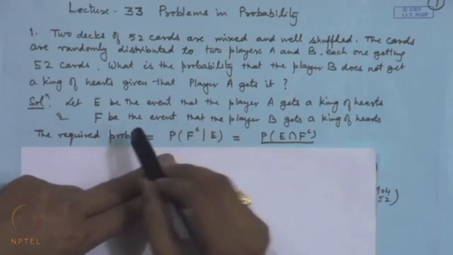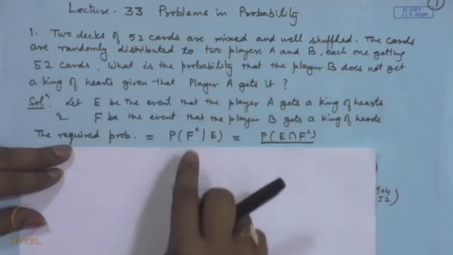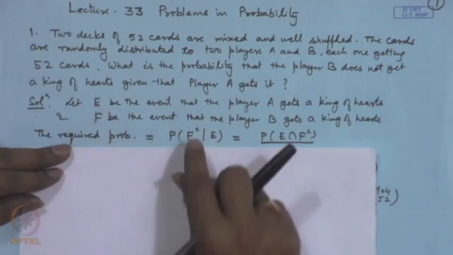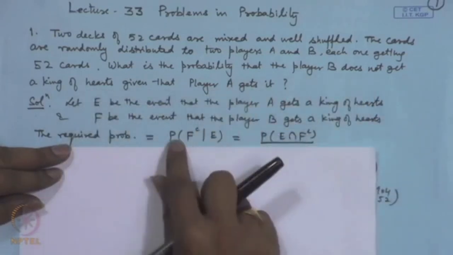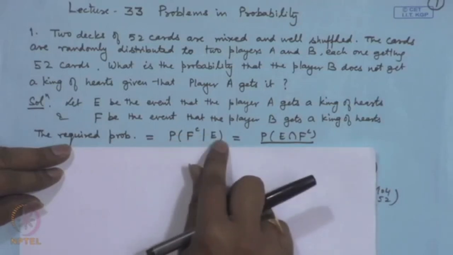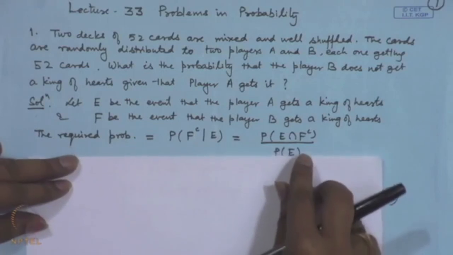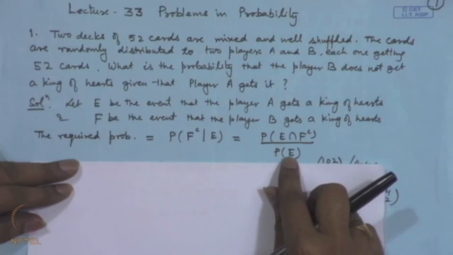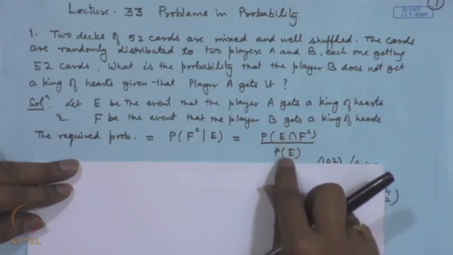Now, you can see we had a problem which is descriptive in nature, and we have reduced it to a mathematical statement by making use of set theory. The required probability that player B does not get a king of hearts, given that player A gets it, is simply the conditional probability of F complement given E. Now we apply the definition of conditional probability. This is equal to probability of E intersection F complement divided by probability of E. The problem will be solved if we can individually find both of these probabilities.